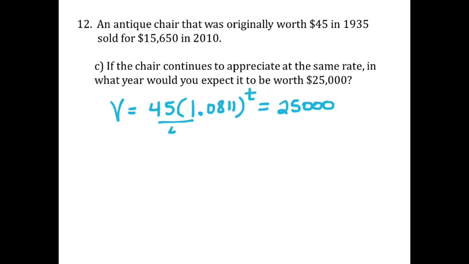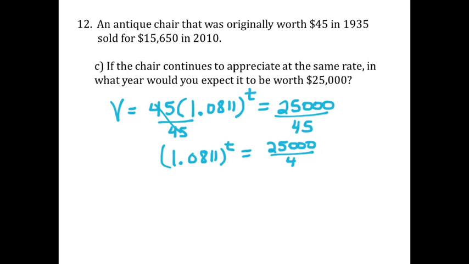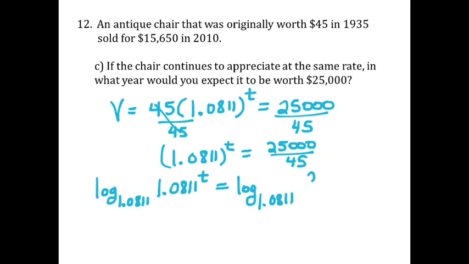So first step, divide by 45, and I've got 1.0811 to the t power is equal to 25,000 over 45. So now I have an exponential equation. I need to undo the exponential, and I'm going to use a log. The log needs to have the same base as my exponential. So log base 1.0811 of 1.0811 to the t power, and then the same log on the other side, log base 1.0811 of 25,000 divided by 45.